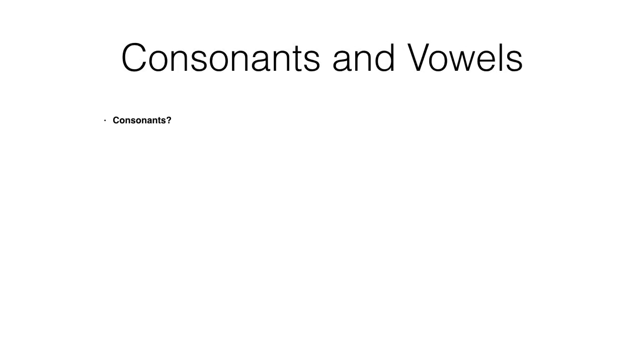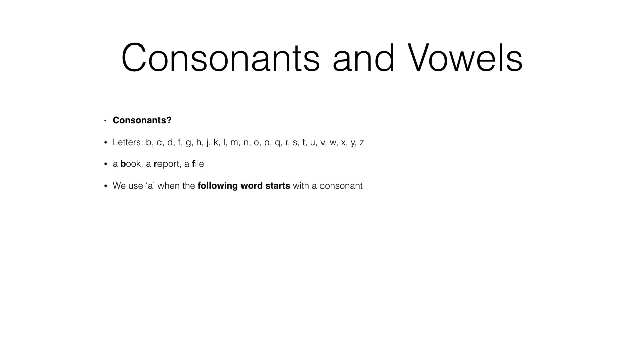Consonants and vowels. Consonants are the letters B, C, D, F, G, H, J, K, L, M, N, P, Q, R, S, T, V, W, X, Y, Z. So when do we use consonants and what's their purpose? Well, consonants obviously come at the beginning of certain nouns like book, report and file, and I've highlighted the consonants in book, report and file. So we use a when the following word starts with a consonant.